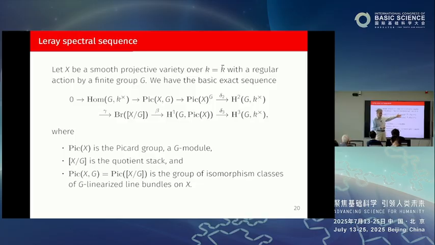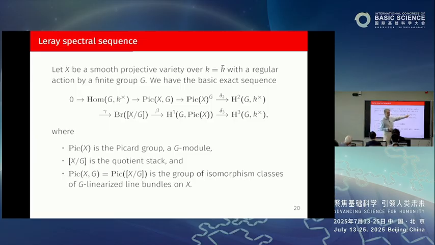It's the Picard group of our variety. I take G-invariants. When I have a G action, it will act on everything inside. It will act on the Picard group. Now, Pic^G(X) is G-linearized line bundles. In other words, it's the Picard group of the quotient stack X mod G. Of course, when you have a linearization, you can change it by characters of your group, as always. So that part is clear.